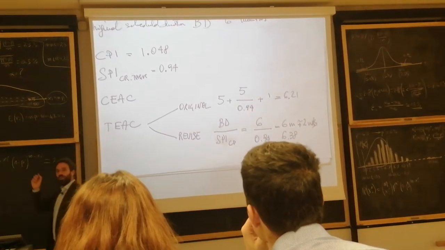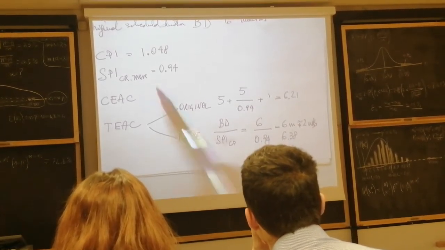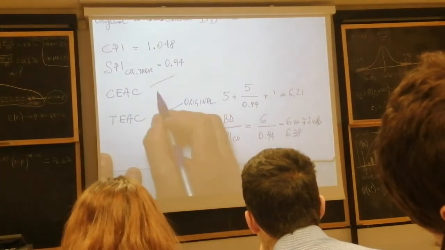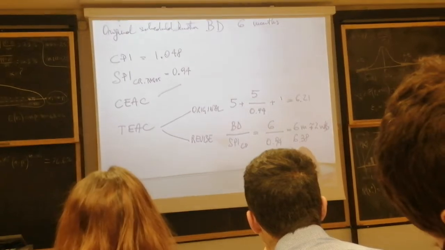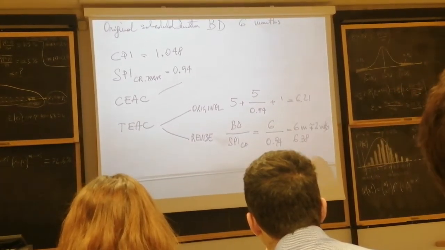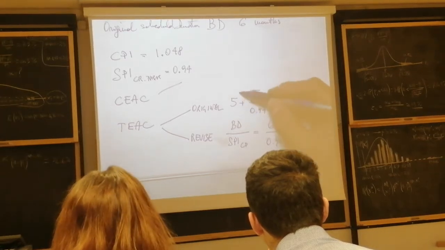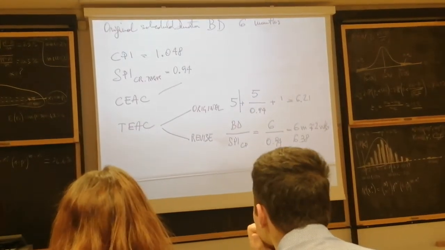With the same idea, how much would you compute for the cost estimated completion? Why do we do like 5 plus 5 divided by 0.94? Okay. We are end of September, which is the past time.